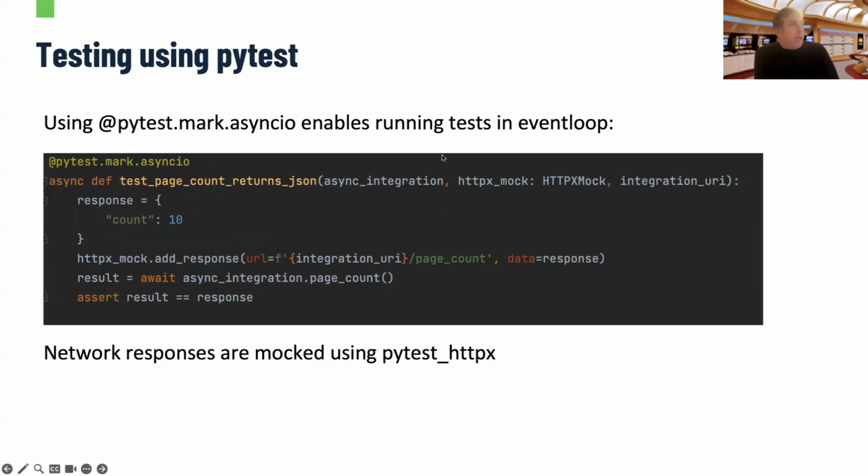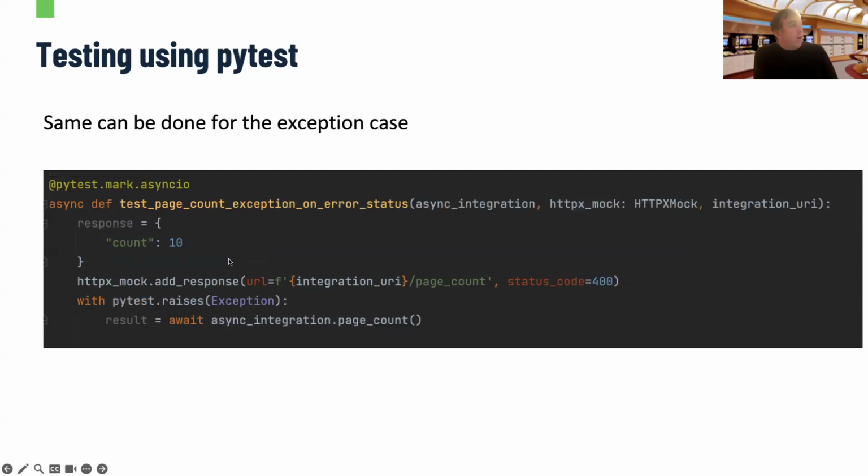HTTPX gives you HTTPX mock, so you can use that, and then you can inject the response here, for instance, and test your happy flow. And also, you can always use pytest raises like you did before. Assuming you marked it as asyncio, you can test the async flow in the exception flow. Okay.